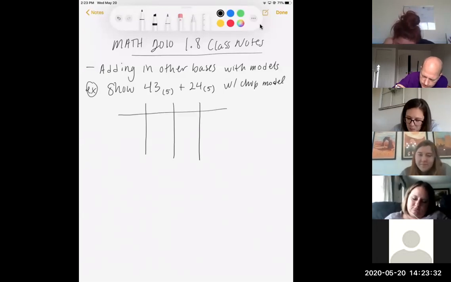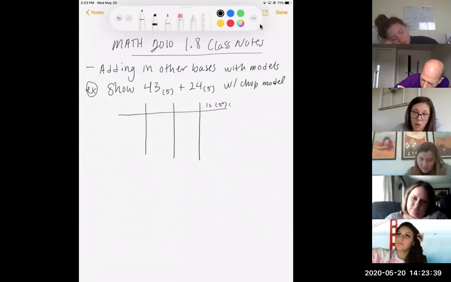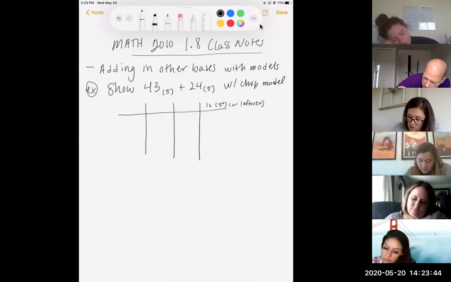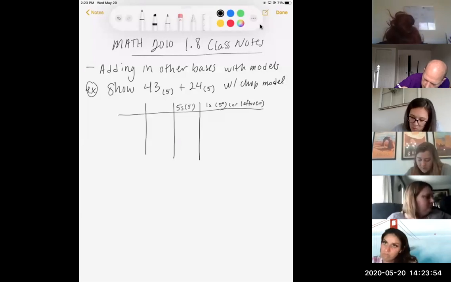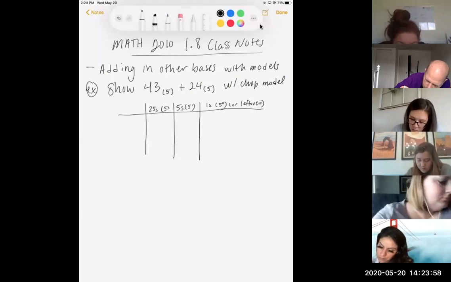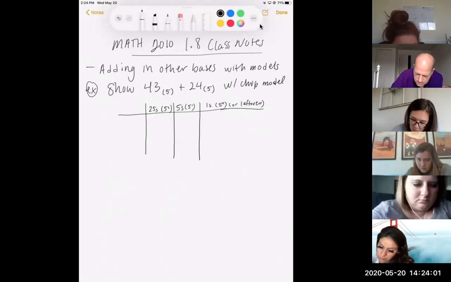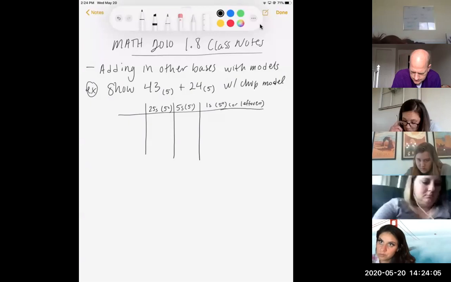So here's our chip model. This will be the ones place, 5 to the 0 power, or the leftovers. That's this place right here at the end. We also have the 5s place, which is 5 to the 1. We also have the 25s place, which is 5 squared. I think that's as many places as we need to diagram out.